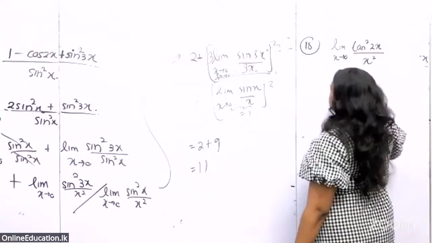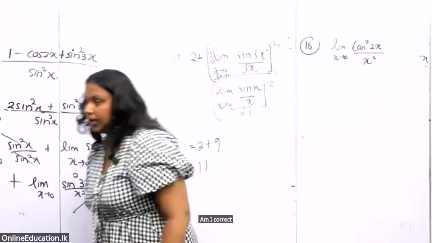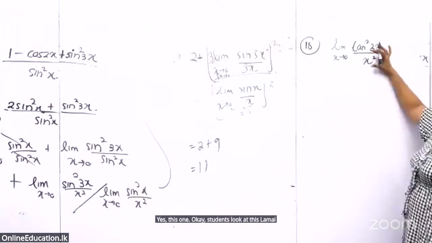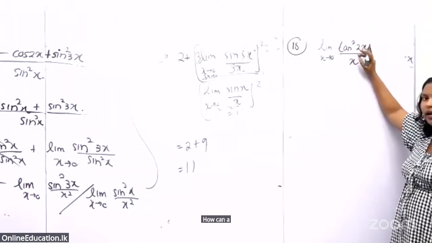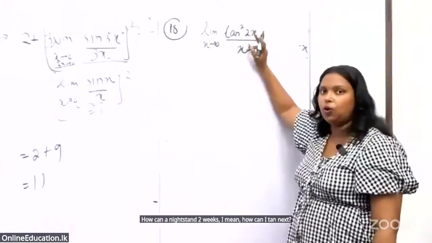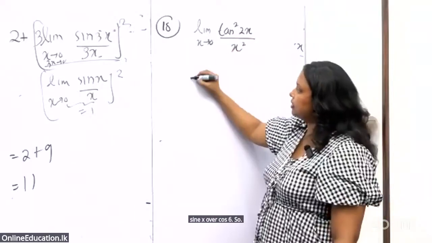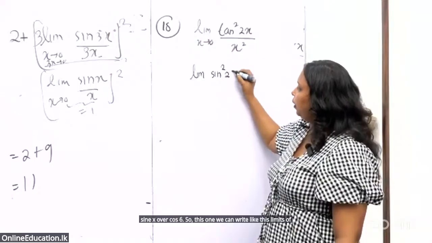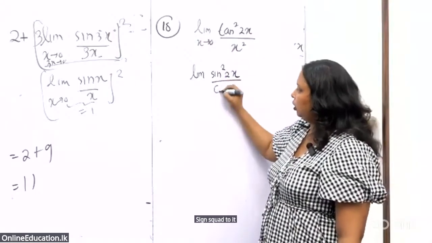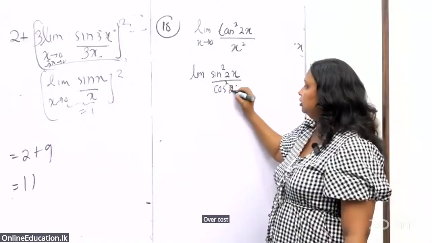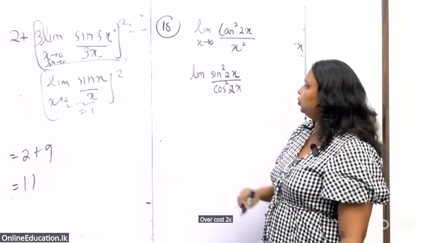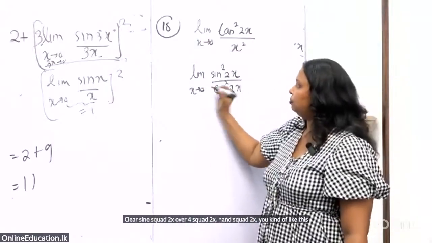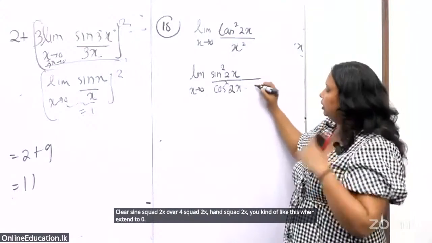Okay, students, look at this. How can I write tan x? Sin x over cos x. So this one we can write like this: limit of sin squared 2x over cos squared 2x. Clear? Sin squared 2x over cos squared 2x, you can write tan squared 2x like this, when x tends to 0, over x squared.